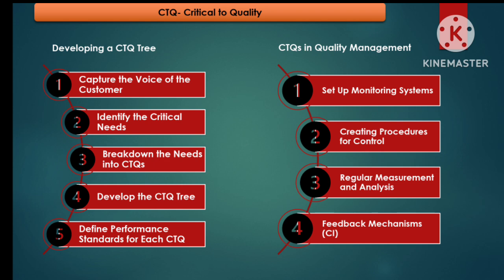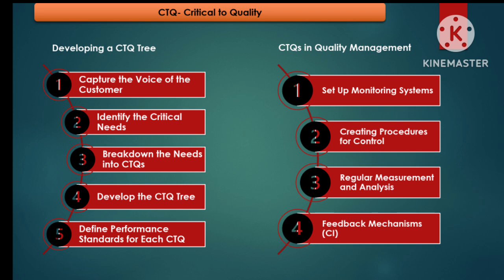Then break down the needs into CTQ. Then you will break down the timing, what is an acceptable line, what is not, and then you start working on those areas likewise. Once you have all these elements, voice of the customer, you identify the critical needs, you break down the needs into CTQ, then you can develop the CTQ tree with the help of these elements.